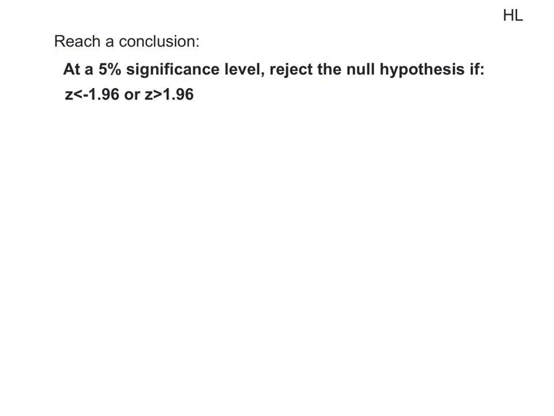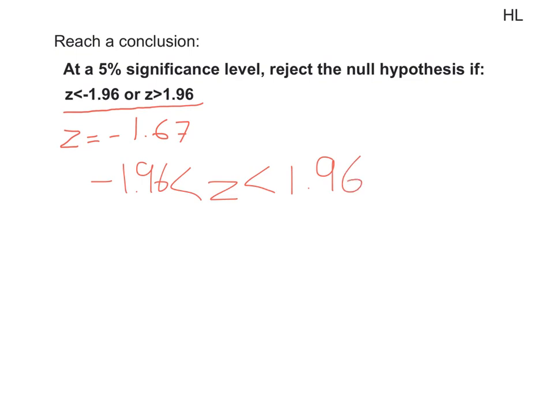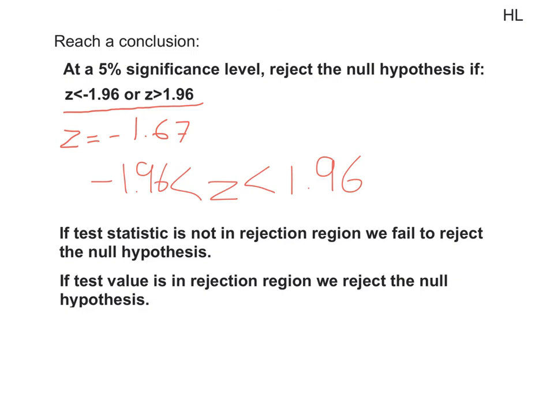Our last stage is reaching a conclusion. For this, we need to check if our test statistic falls within our rejection regions. Remember, we said that at a 5% significance level, reject the null hypothesis if our Z value is less than minus 1.96 or greater than 1.96. In the previous question, we calculated a z-score equal to minus 1.67. This means our z value is greater than minus 1.96 but less than 1.96. Therefore, it does not fall within the rejection region. As our test statistic is not in the rejection region, we fail to reject the null hypothesis.